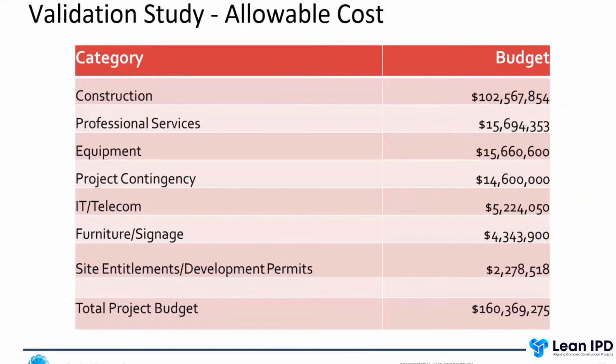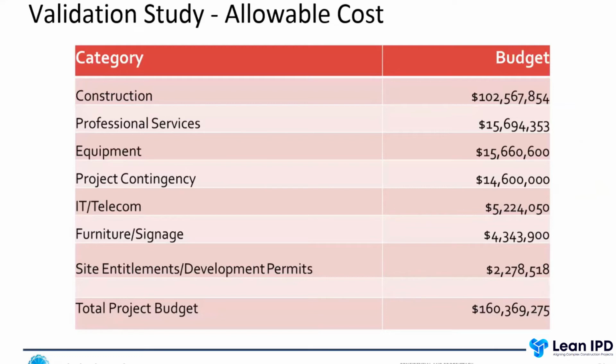This is what the expected cost model might look like. So from a healthcare point of view, design and construction is usually only about 60% of the project budget. So you'll have professional services outside of design, which would be special inspections, project management, radiation physicists, all kinds of different special inspections.